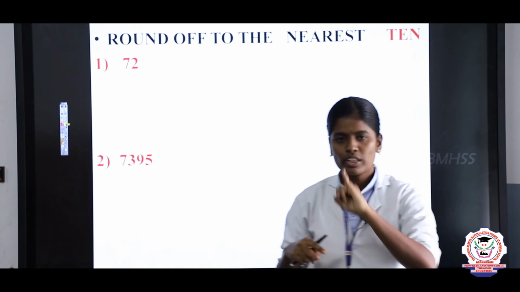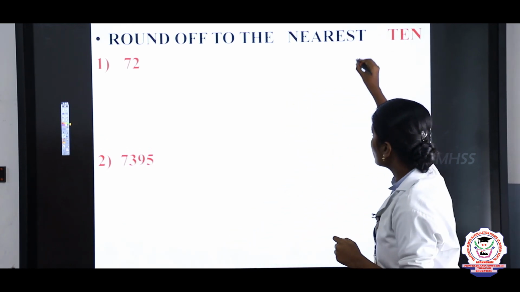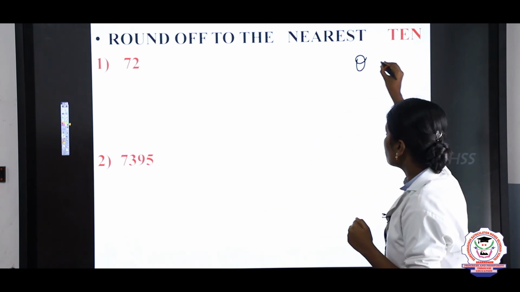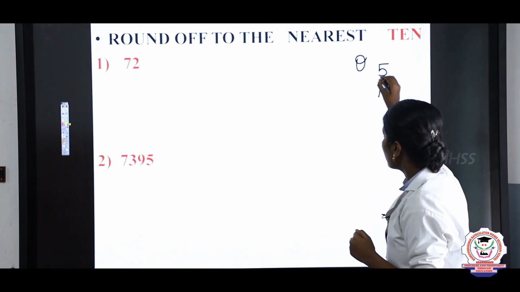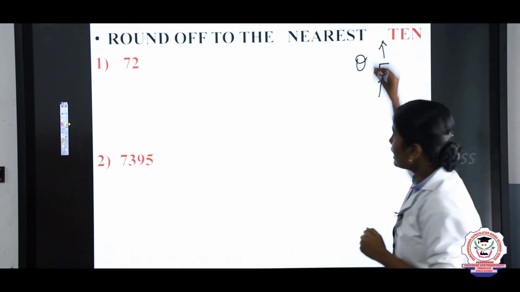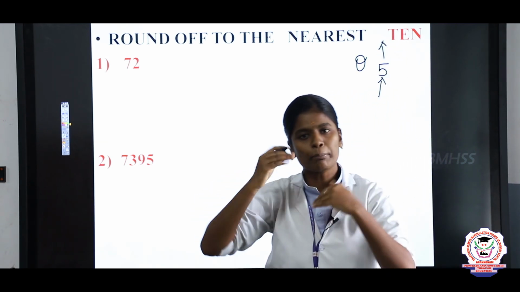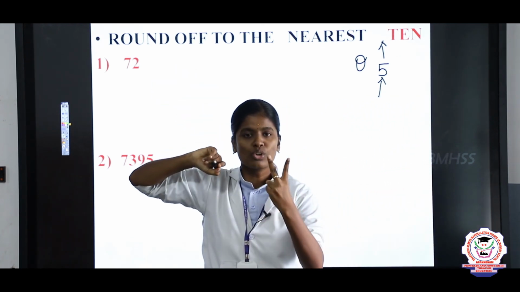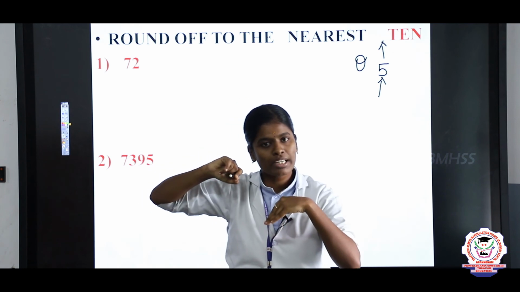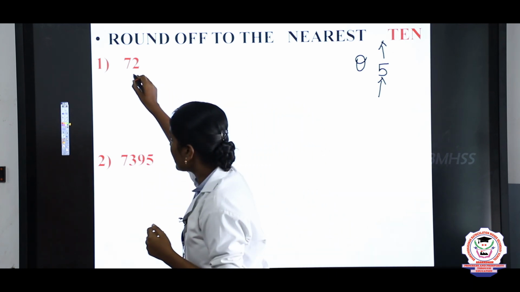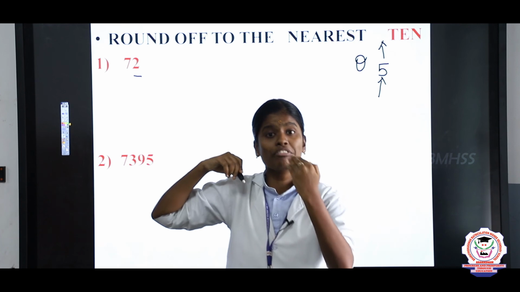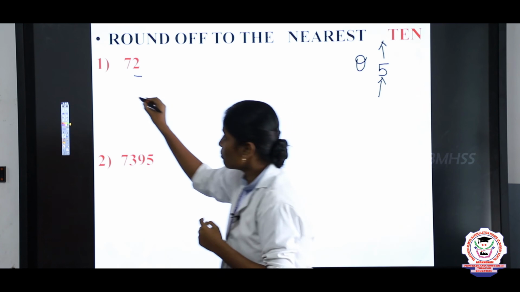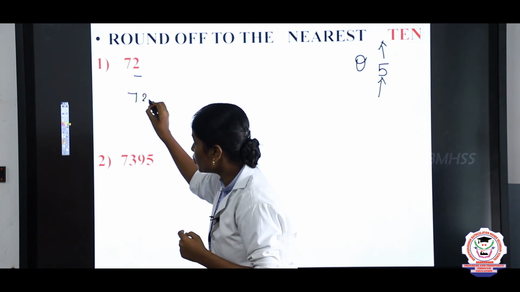Here, first you check the ones place value. In this ones place value, is it a 5-before number or a 5-after number? Listen, my children, the ones place value is 2. Is 2 a 5-before number or after? This is a 5-before number. Why? Because 5, 4, 3, 2. So take 72.